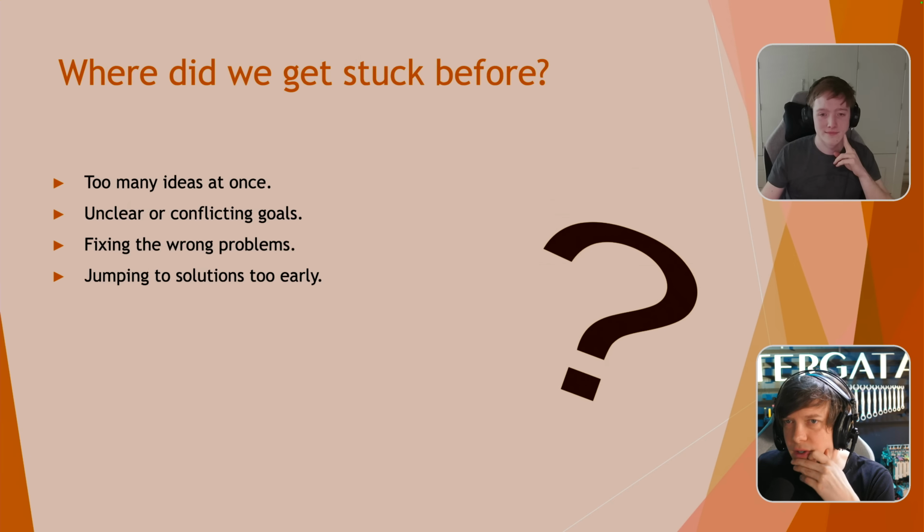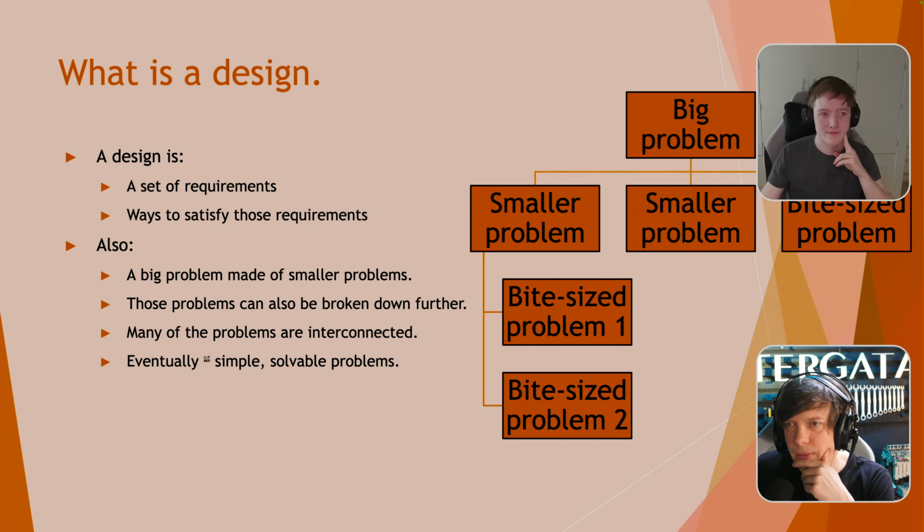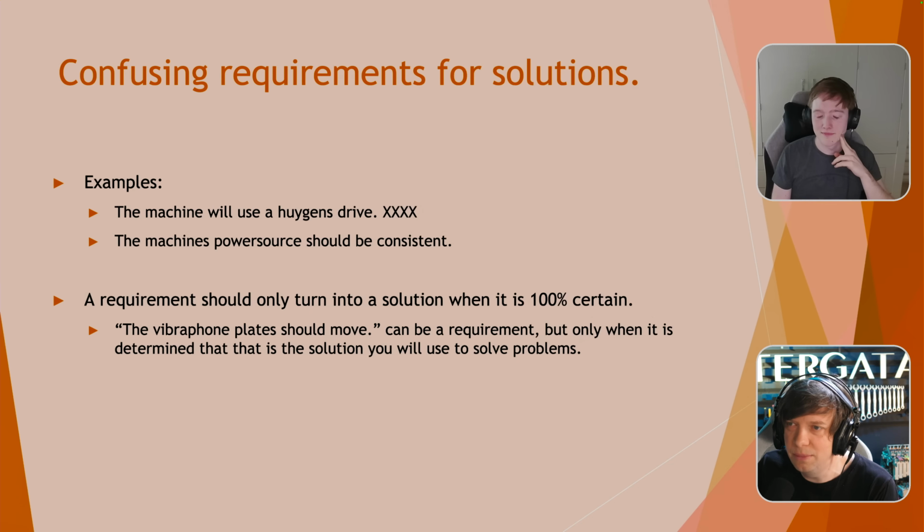And I think actually if I go back to one of your first slides, or was it here? Yeah, because you started saying here, a design is a set of requirements, and then ways to satisfy those requirements. And that, I think, is a super good difference between the power source needs to be constant, which is a requirement, and then how do we satisfy that requirement? Well, perhaps when we're at bite-sized problem 43, we find out that a Huygens drive would be a good solution, right? Exactly.